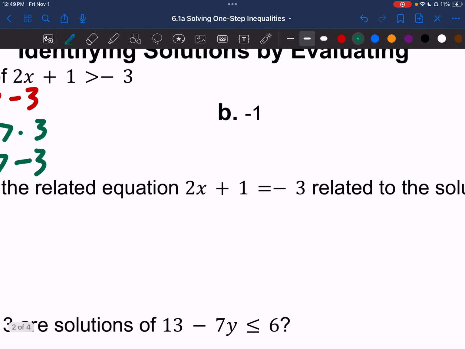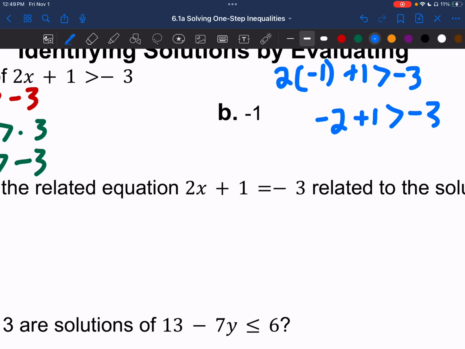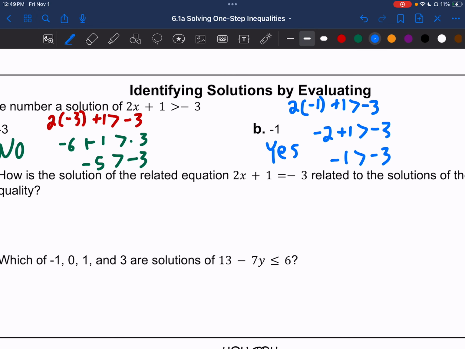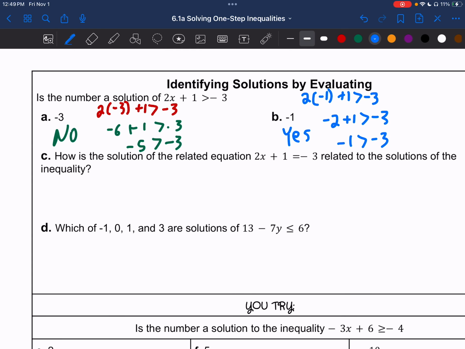All right, how about negative 1? So if we substitute in, we have negative 1 times 2, we've got a plus 1 greater than negative 3. So 2 times negative 1 is negative 2, plus 1 is greater than negative 3. So that's negative 1 is greater than negative 3. And that is true. Negative 1 is greater than negative 3. So how is the solution of the equation related to the solution of the inequality? The thing to look for here, or the thing to know, is it is the inflection point.